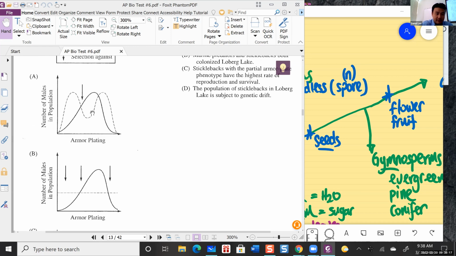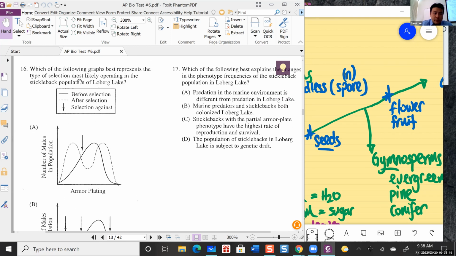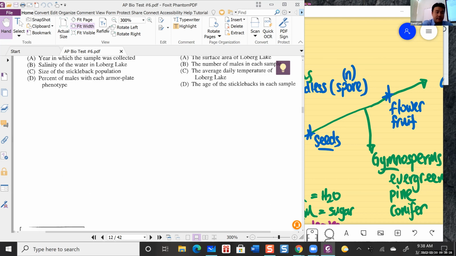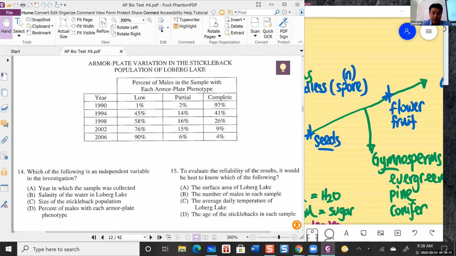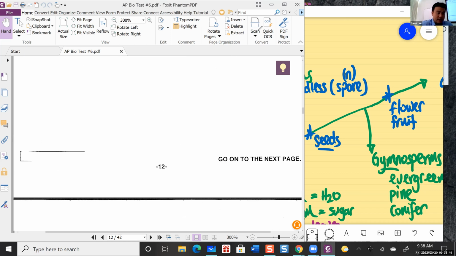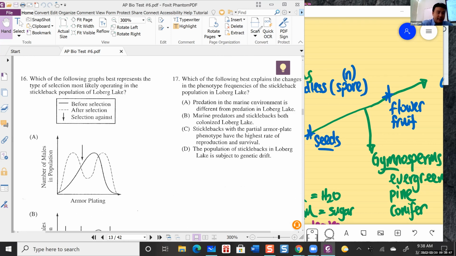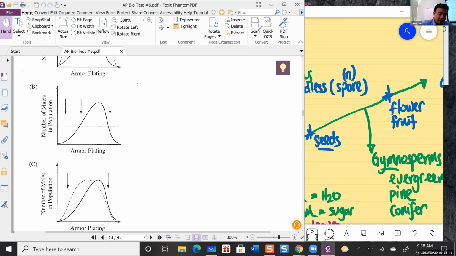So you have to look at the key. You see that the solid line is before selection, dash is after, and then the arrow is the selection against. Who are we selecting against here? You see that there's a low, complete and partial. So we're selecting against complete and partial. So that means the arrow, which is the selection pressure, should be on the large one, right?